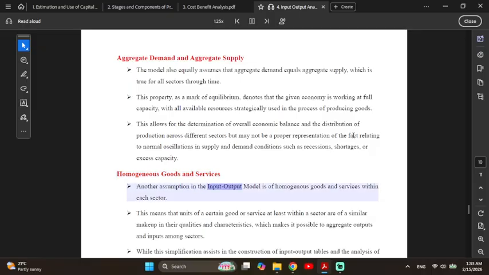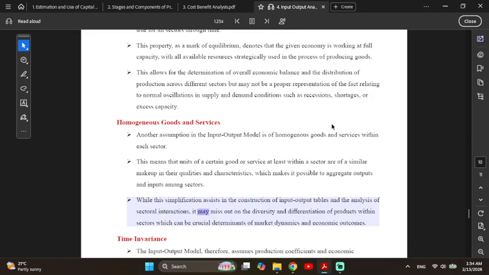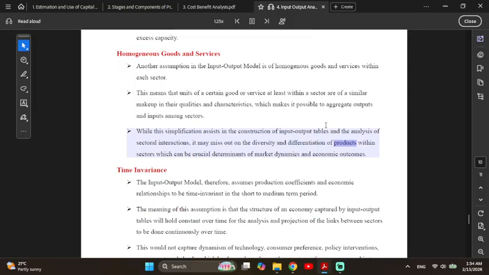Homogeneous goods and services. Another assumption in the input-output model is of homogeneous goods and services within each sector. This means that units of a certain good or service, at least within a sector, are of a similar makeup in their qualities and characteristics, which makes it possible to aggregate outputs and inputs among sectors. While this simplification assists in the construction of input-output tables and the analysis of sectoral interactions, it may miss out on the diversity and differentiation of products within sectors, which can be crucial determinants of market dynamics and economic outcomes.